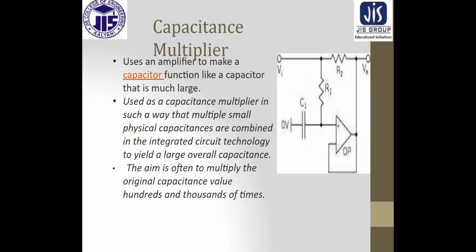Capacitance multiplier uses an amplifier to make a capacitor function like a capacitor that is much larger. Used as a capacitance multiplier in such a way that multiple small physical capacitances are combined in an integrated circuit technology to yield a large overall capacitance. The aim is often to multiply the original capacitance value hundreds and thousands of times.